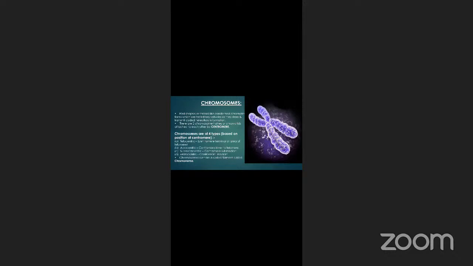Then submetacentric means the centromere is in the submedian, again not completely at the center, but a little towards one side. Then metacentric means the centromere is at the median, that is at the center. The chromosomes contain a coiled filament called chromonema.